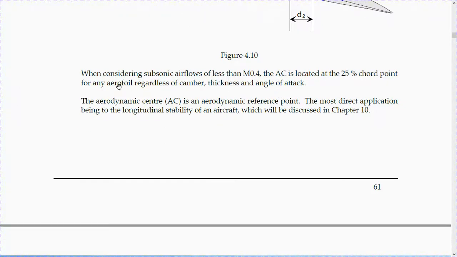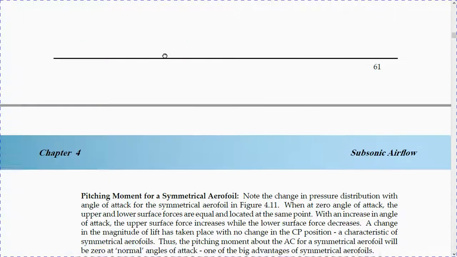When considering subsonic airflows of less than Mach 0.4, the aerodynamic center is located at the 25% chord point of any airfoil, regardless of camber, thickness and angle of attack. The aerodynamic center is an aerodynamic reference point, the most direct application being to the longitudinal stability of an aircraft, which will be discussed later.